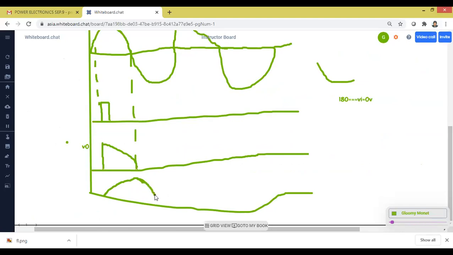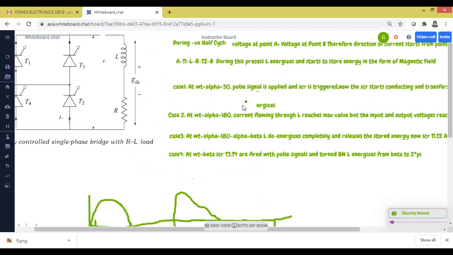Now it will not de-energize completely. It is continuous current. So this particular point is nothing but pi plus alpha. I hope all of you are seeing the graph. This is called pi plus alpha, or pi plus alpha equal to beta. So at omega t equal to 180 degrees, the inductor current is not 0, it is maximum because we are using a large value of inductor. Now at 180 degrees, the inductor starts to release the energy, and the inductor releases the complete energy at omega t equal to beta.